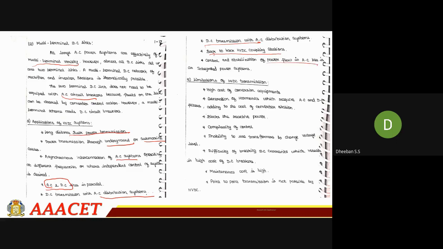So the limitation is the high cost. Both in case of an HVAC system and your HVDC system, your cost will be really high. This blocks the reactive power since we are transmitting in DC. The harmonics require AC and DC filters, adding to the cost, which will be increasing the cost. Control will also be complex.